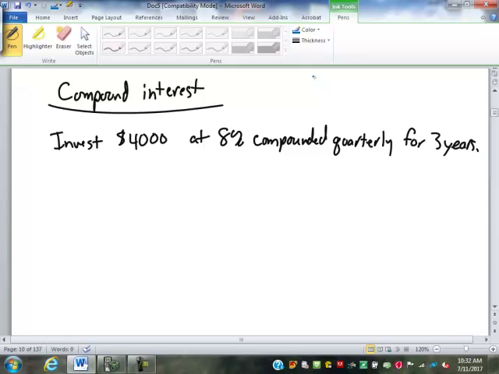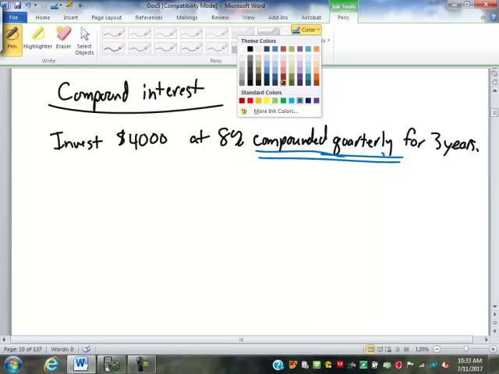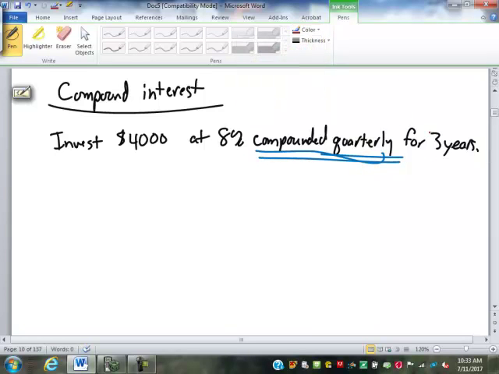Okay, so the new term there is compounded quarterly. What does that mean? 4 times a year, or every 3 months, they calculate the interest and they add it in. And then in the next quarter, you get interest on your principal plus that interest. That's where the term compounding comes from: you're getting interest on top of interest. That's compounding the balance.